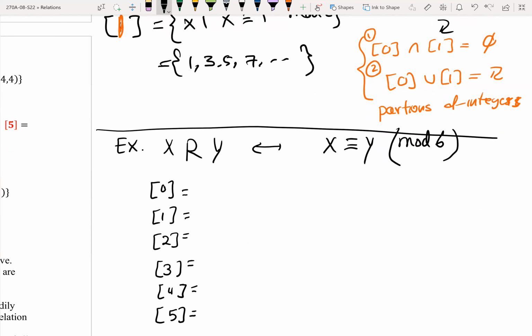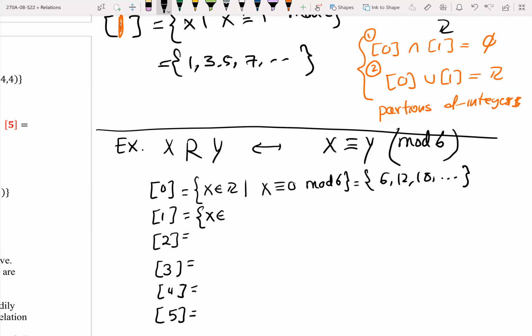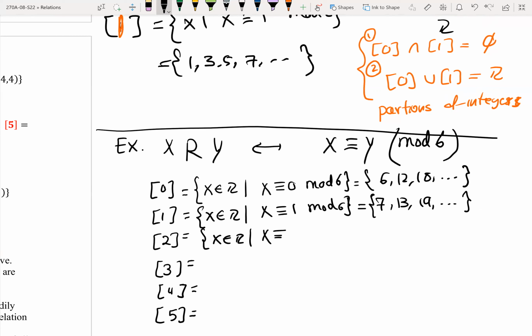So the definition of being in the same class: the class of 0 is the set of all elements in the integers that have the same remainder as 0 when you divide by 6, which we know what they are, right? 6, 12, 18, and so on. The class of 1 is the set of all integers which have the same remainder as 1 in mod 6, which again we know what they are: 7, 13, 19, and so on. You can make all of these classes of equivalency in mod 6.